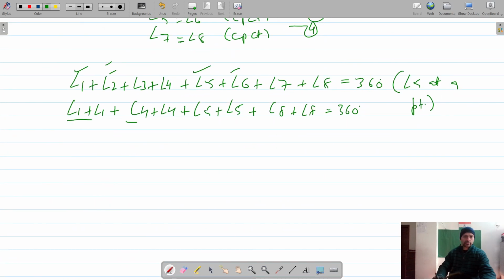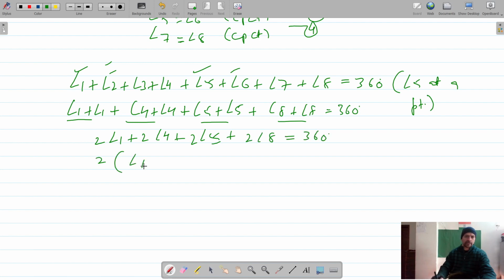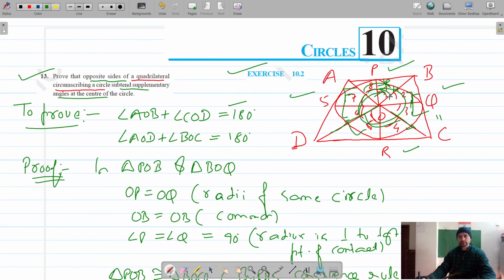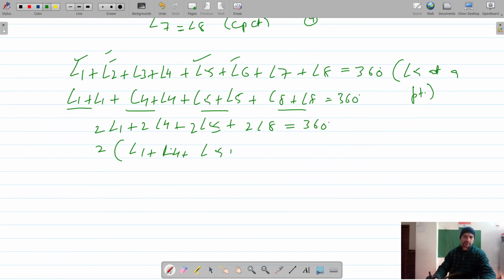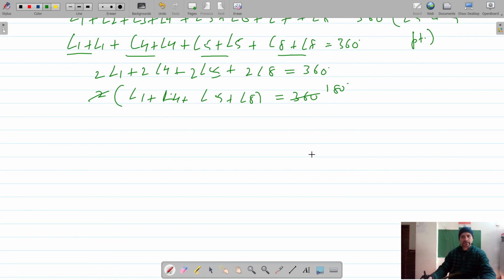Okay, now all these are 2 times. So 2 times angle 1, 2 times angle 4, plus 2 times angle 5, and 2 times angle 8 gives us 360 degrees. 2 is common. So angle 1 plus angle 4 plus angle 5 plus angle 8 is equal to 360 degrees divided by 2, so it's 180.